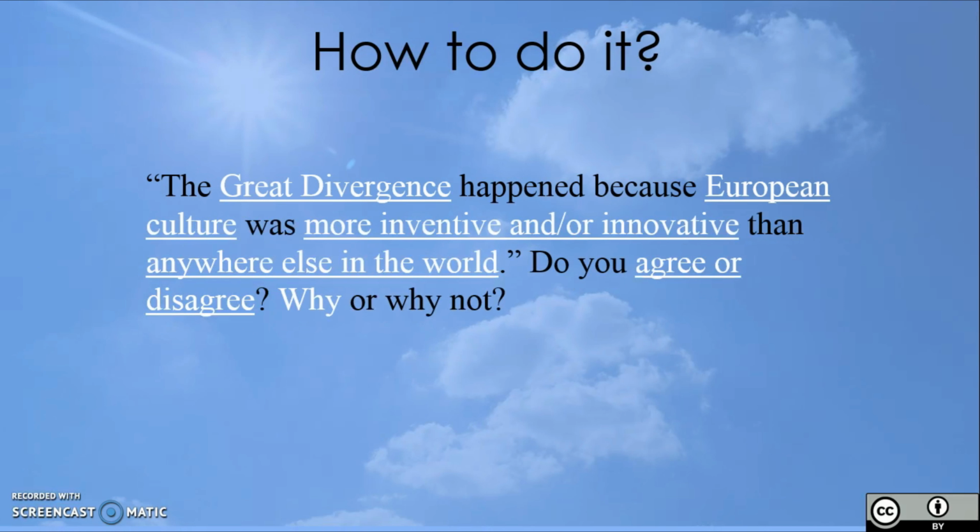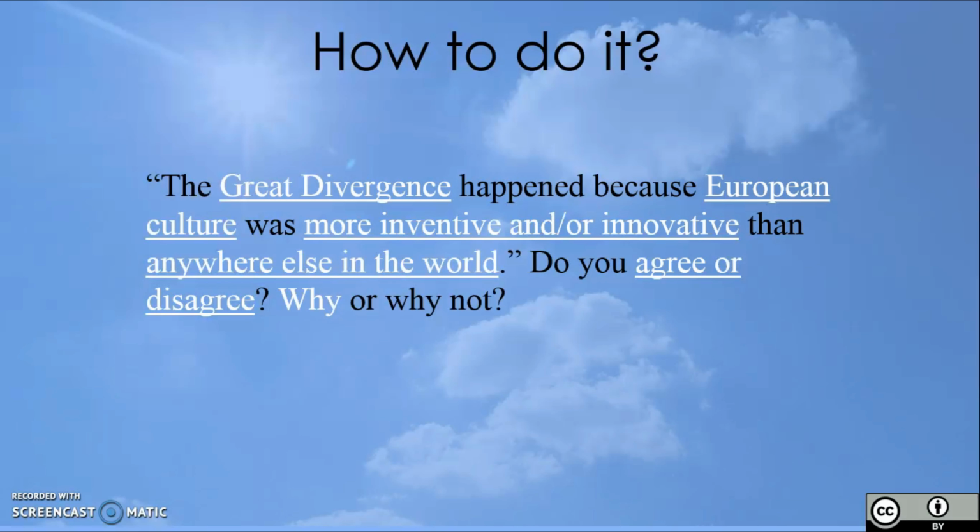When you read your question, you want to highlight or underline what the core parts of the question are that you need to focus on. So Great Divergence is obviously important, right? You're going to have to say what the Great Divergence is, who called it that, and tell the reader a bit about that so they know what's going on. Then clearly someone has claimed that European culture was more inventive and innovative than elsewhere in the world, and that motivates for why the Great Divergence happened.